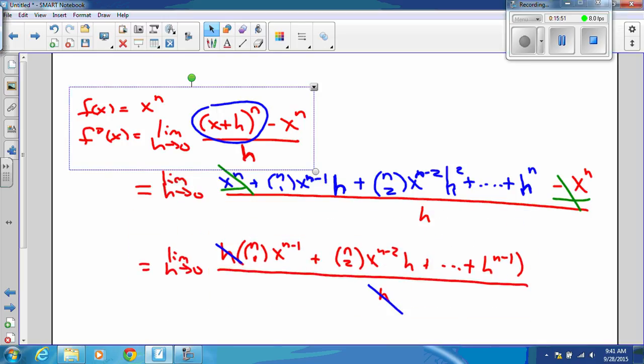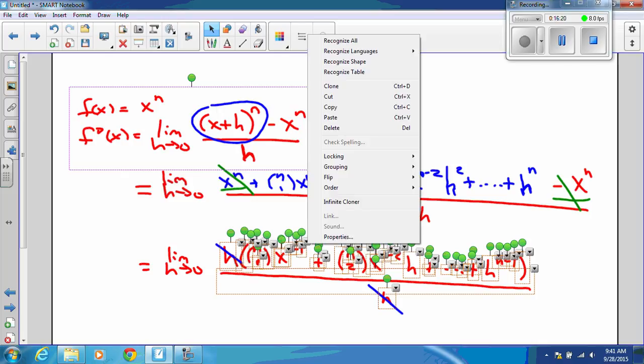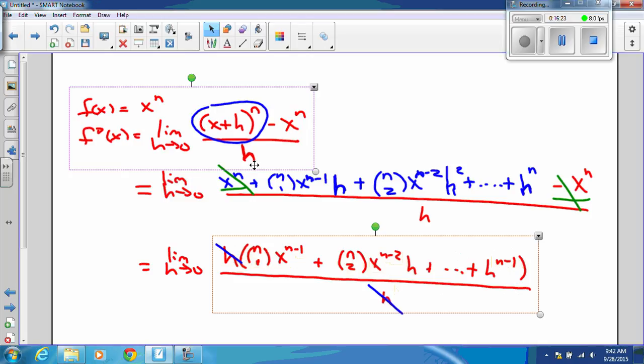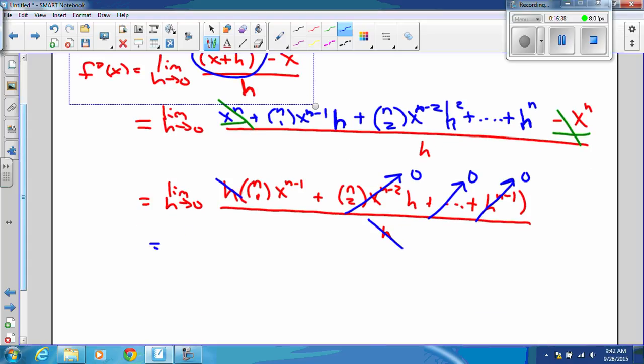This is too close to the other end. So let me pull that down so that it's not interfering. Give you a second to catch up. And we observe the key thing. Now that the factor of h is canceled, when I let h go to 0, glorious zeroings occur. This term goes to 0. Come at me, bro. This term goes to 0. All these terms in here have some power of h, and they go away. And the last term has a power of h. And what's left is just n choose 1 times x to the n minus 1.